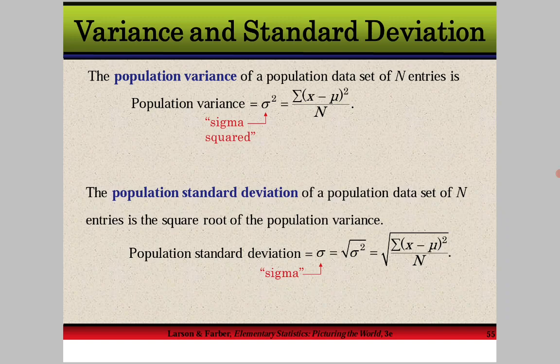So variance is equal to sigma square, that is the sum of x minus mu whole square by capital N. Standard deviation is equal to sigma, that is the square root of variance, the square root of sigma x minus mu whole square by capital N.